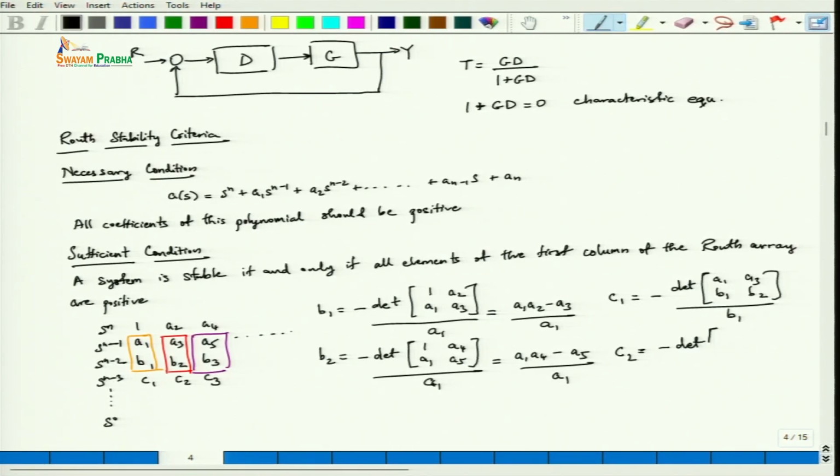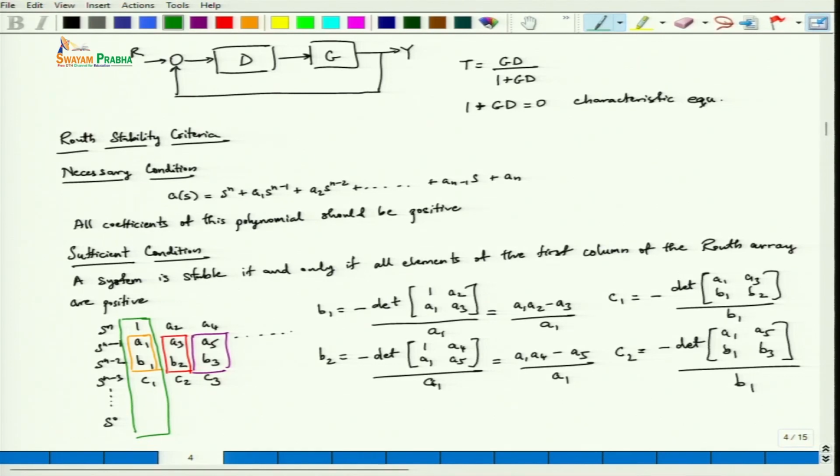So we will get A1, B1, A5, B3 divided by B1, and in this fashion we will just keep on continuing till we reach s to the power 0, and then we will have formulated an entire Routh array, and we look at the first column for the purpose of stability, and we will see what the values of the coefficients are.